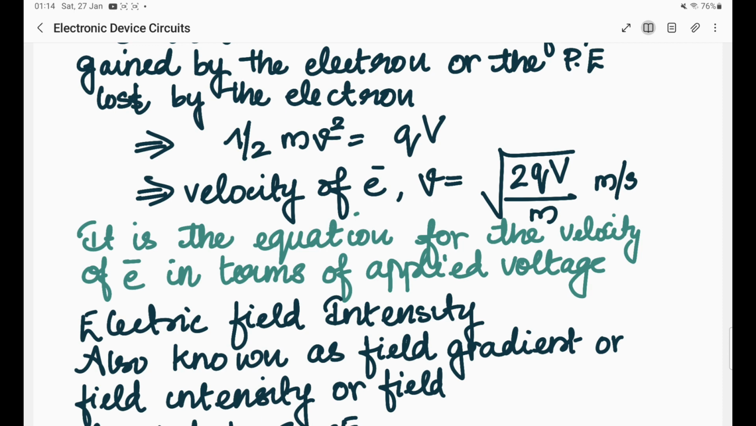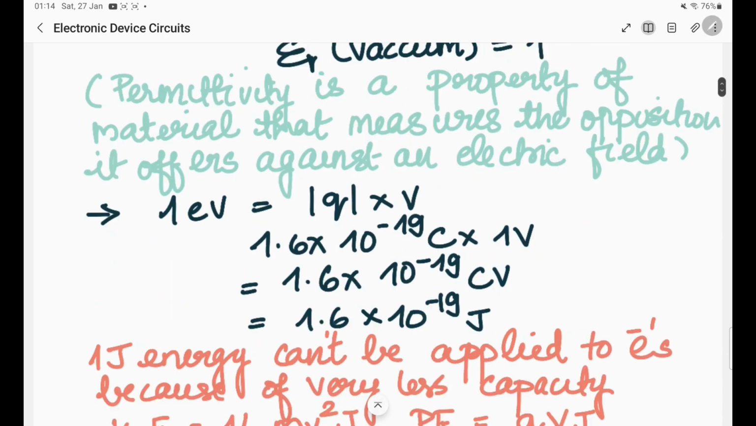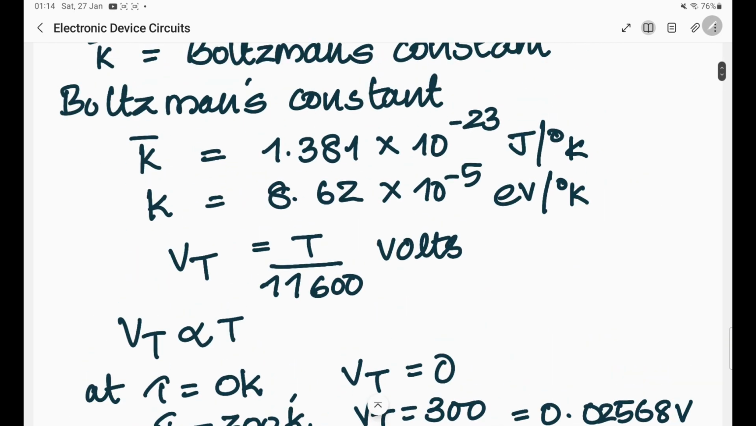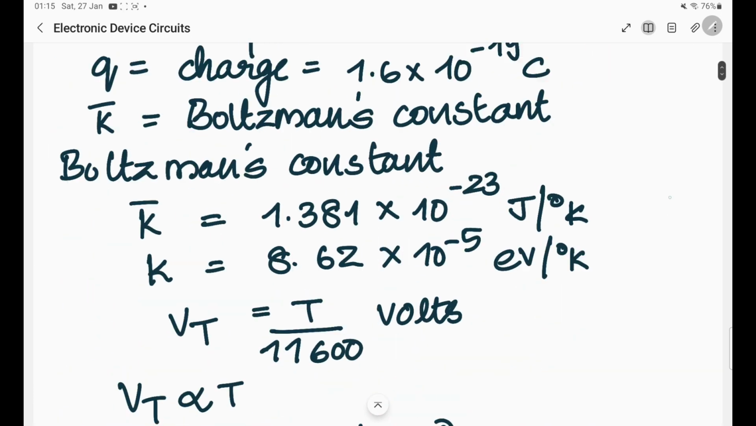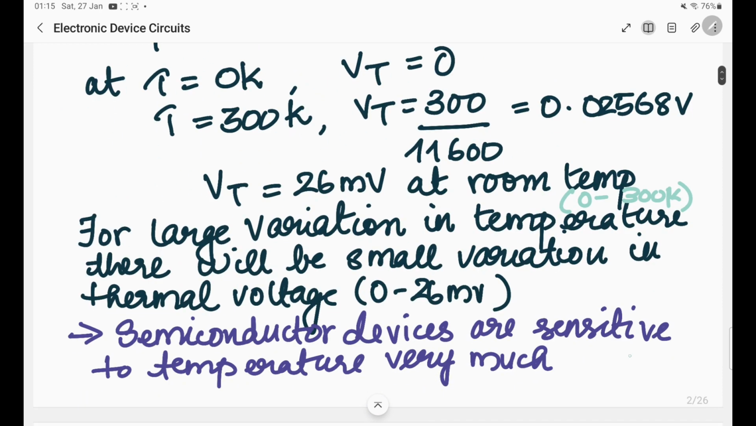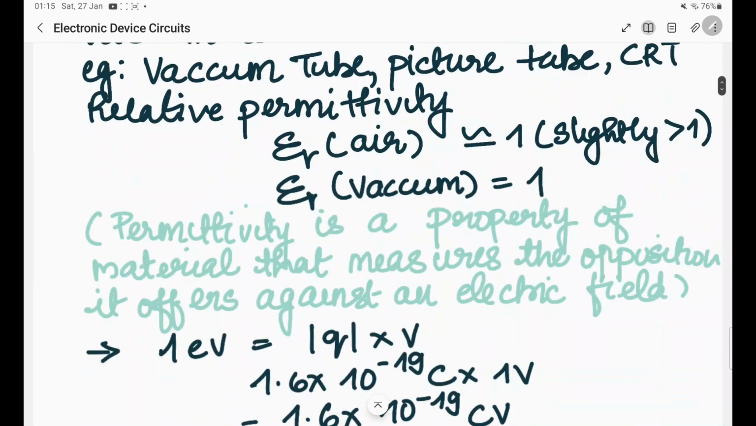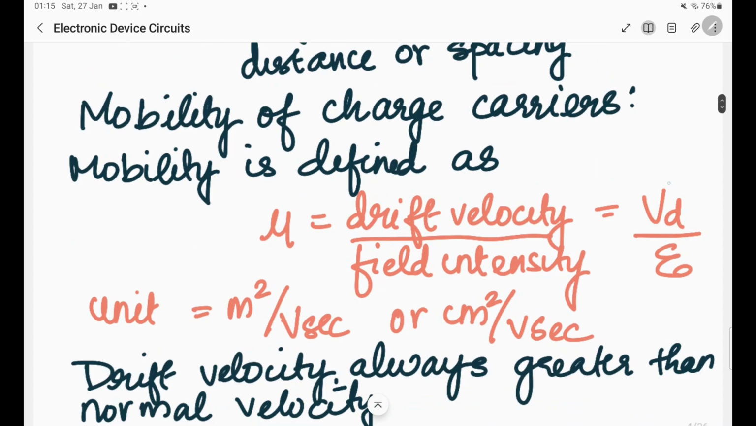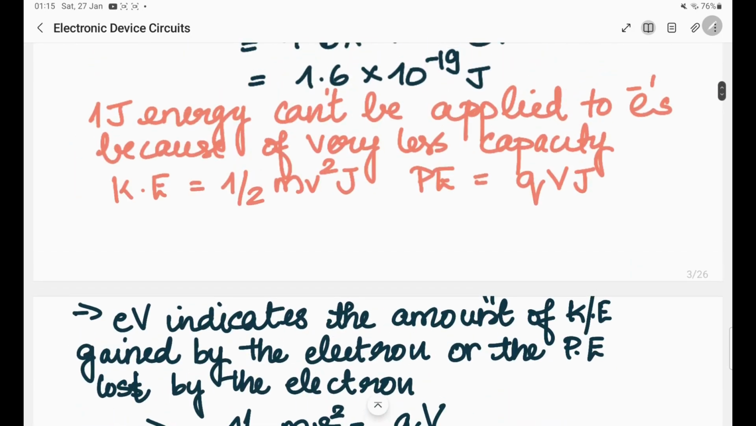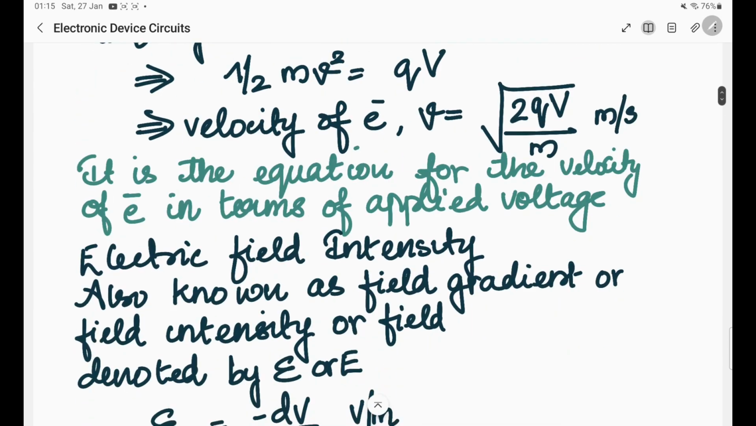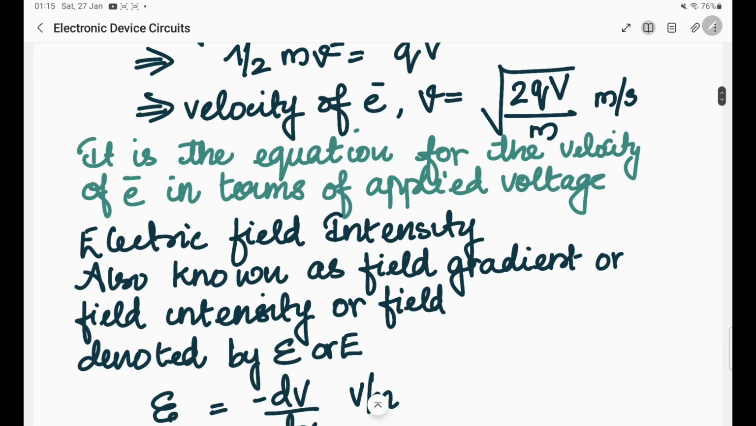So I hope till now we have covered the topics of today. We covered temperature in detail, then the thermal voltage, and we also understood the electron volt. And on my next topic I'll start with electric field intensity.